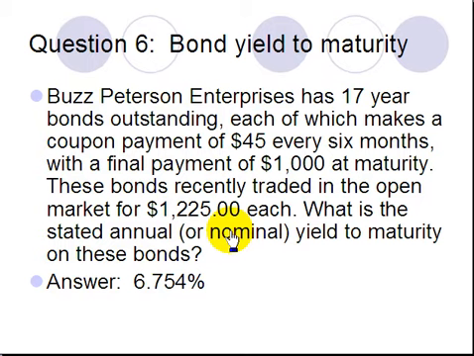Now, one thing you do need to notice and make sure you understand is that since this bond is trading for more than par, the yield is going to be less than the coupon rate, which is 9%. So the annual yield is going to be less than 9%. The semi-annual rate, that 6-month rate, will be less than 4.5%. So let's go ahead and do the calculations.